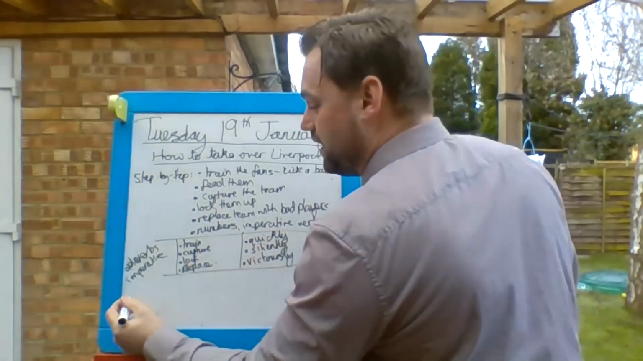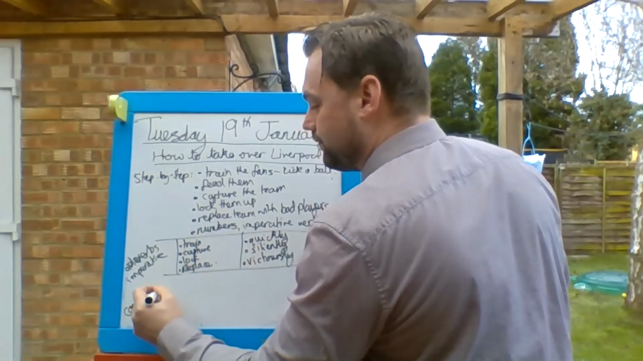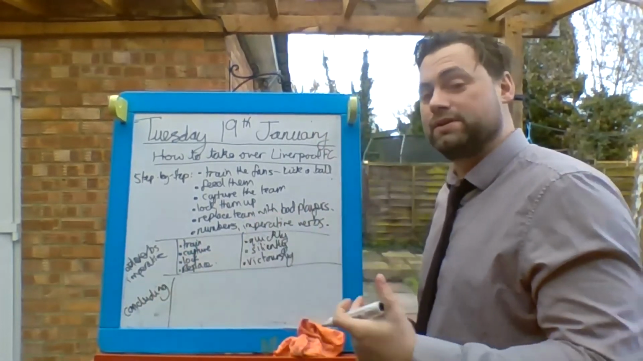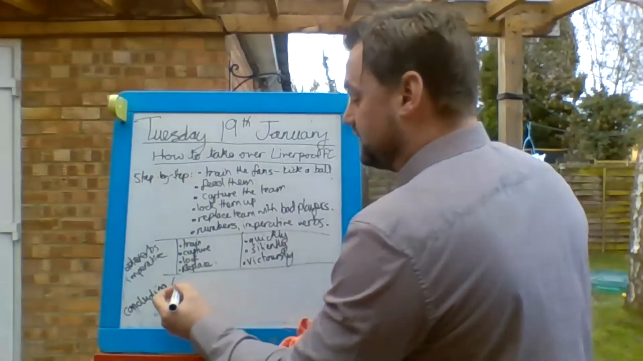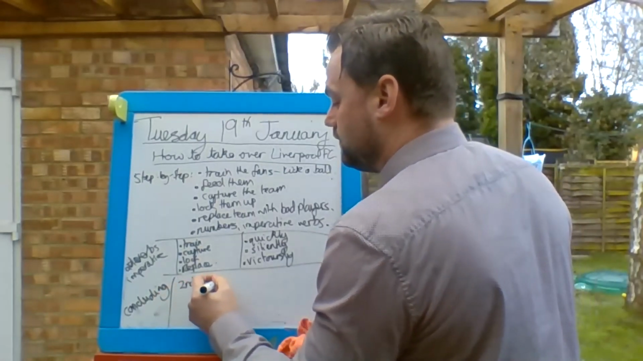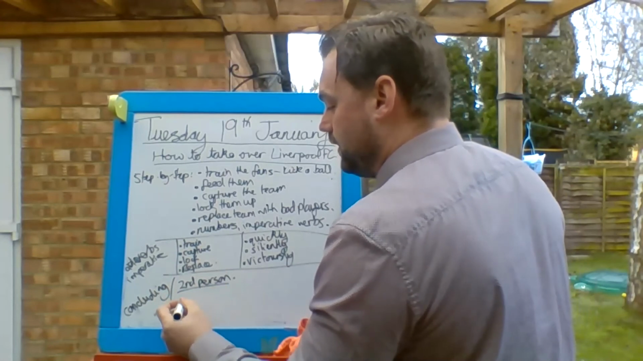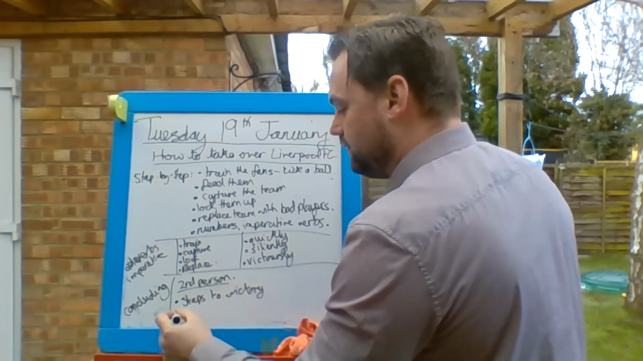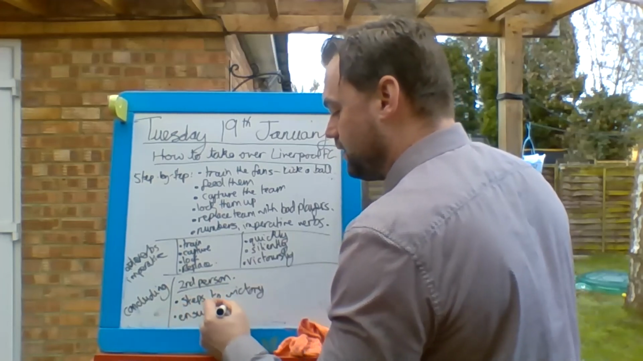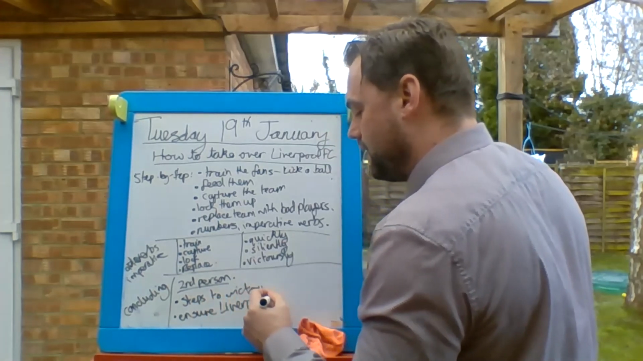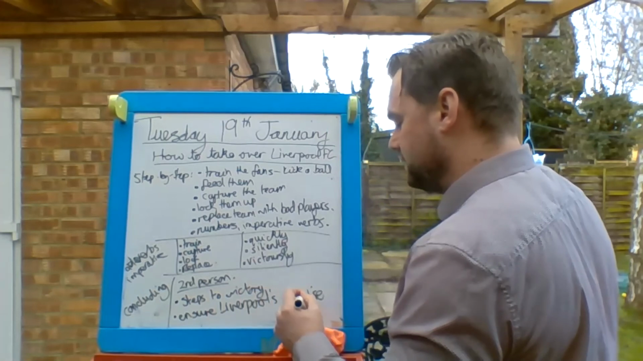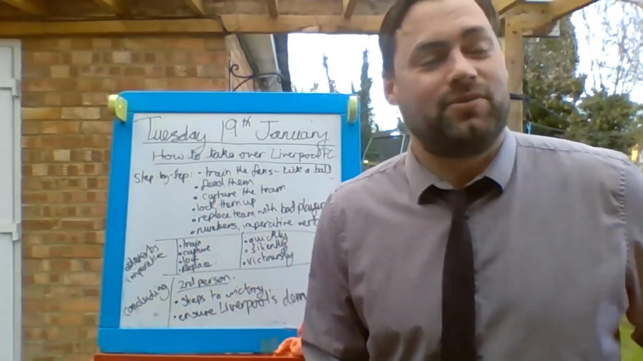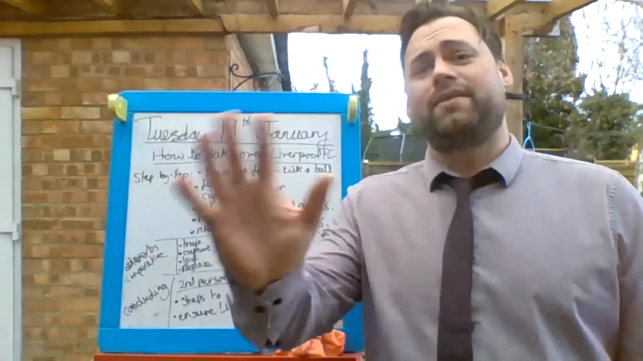And then, of course, to finish off, our concluding sentence. Again, maybe a rhetorical question, maybe write in second person, obviously. Steps to victory. Ensure Liverpool's demise. Demise is a good word. Technical vocabulary means that they're going down. Obviously, this is in my fantasy world, but this is just my idea.